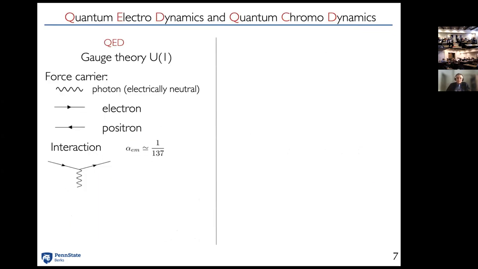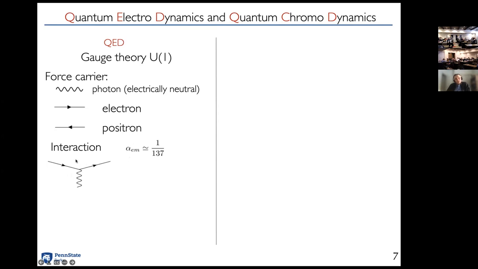As we will talk more about the interaction of leptons and nucleons, of course, we need to touch upon quantum electrodynamics and quantum chromodynamics. What are the differences? What are the similarities? QED is a gauge theory with the gauge group U(1). It means that there is one force carrier, which is the photon. It's electrically neutral. It interacts with the electron or positron, and the interaction can be characterized by this diagram here, which is the famous Feynman diagram.